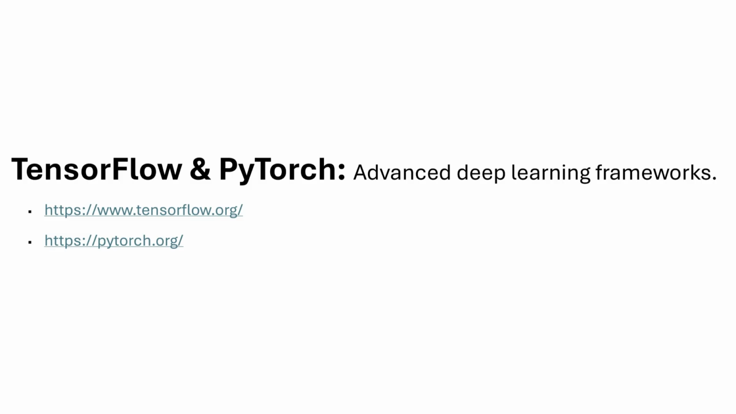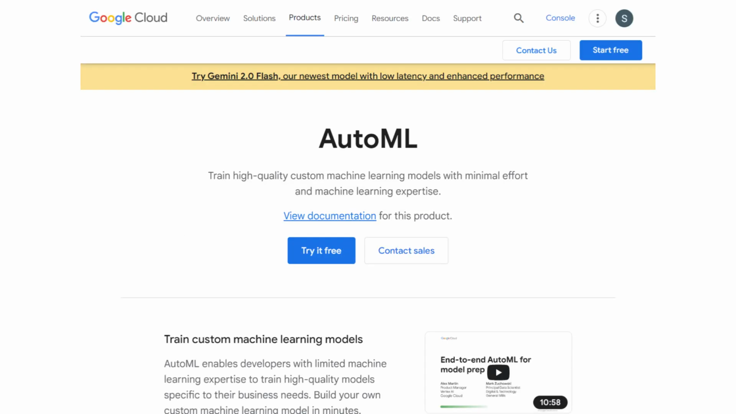typical use cases. Google Cloud AutoML is a suite of machine learning products designed to enable developers with limited expertise to train high-quality models tailored to their business needs. By leveraging Google's advanced transfer learning and neural architecture search technology, AutoML automates the process of applying machine learning, simplifying the creation and deployment of custom models.